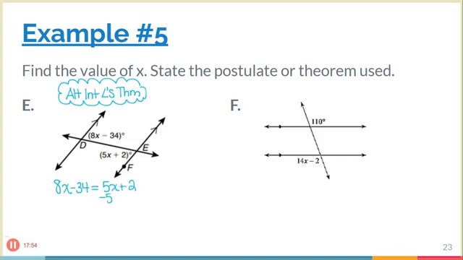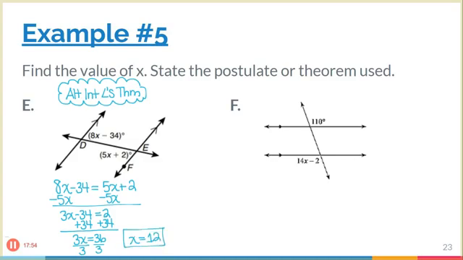So again, I need to take all my x's to one side. So I'm going to subtract 5x. And then I need to take all my constants to the other side. So I'm going to add 34. And I get 3x equals 36. We'll divide by 3, and x is 12. I would like for you to pause the video and try letter F on your own.